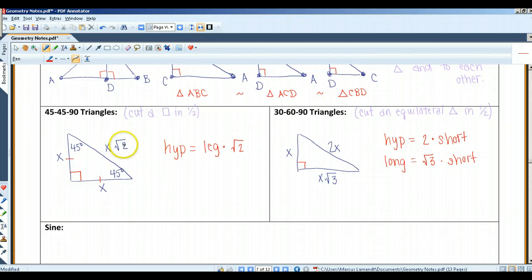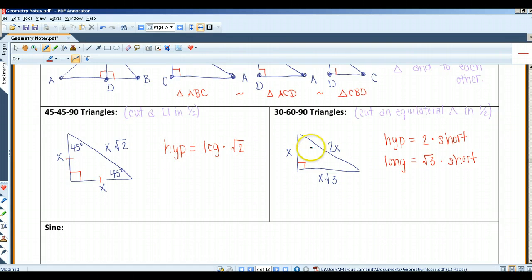A 45-45-90 triangle is an isosceles right triangle that can be formed by cutting a square in half. So as hopefully you guys can see, this is kind of like half a square. In a 45-45-90 triangle, meaning the angles are 45, 45, and 90 degrees, the hypotenuse is root 2 times as long as each leg. So for example, if each of these legs were 4 inches, you would know that the hypotenuse would be 4 root 2 inches. Okay?